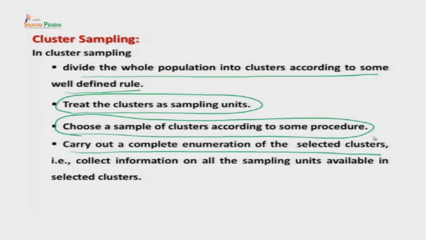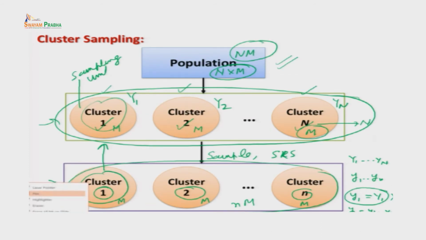This means, if you try to see from this picture, that now you have got cluster number 1, cluster number 2, up to cluster number small n, and the total number of units in the sample is now small n into capital M. Now, this number of units has to be analyzed, and our statistical analysis is going to be based on all these units, right.